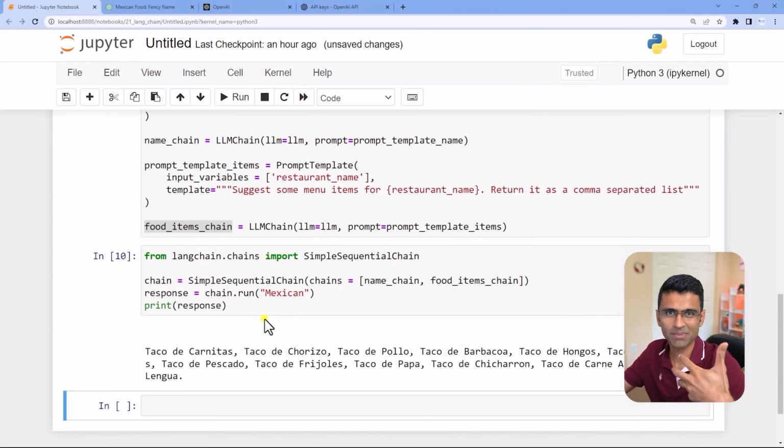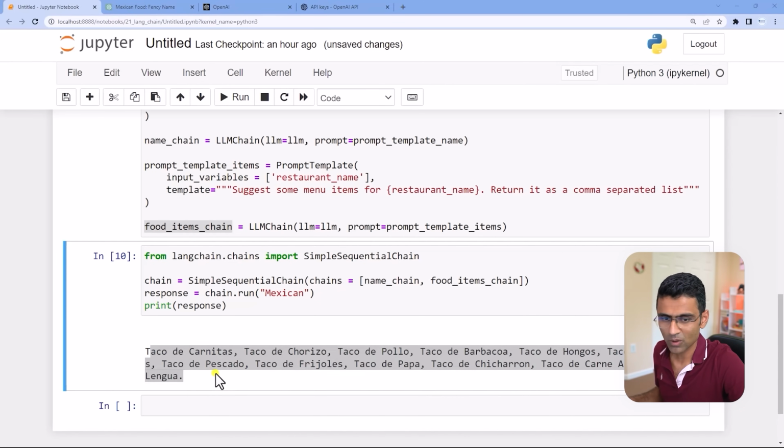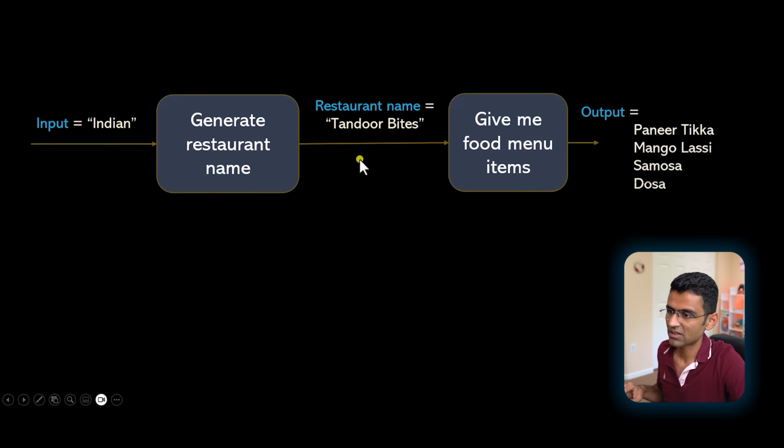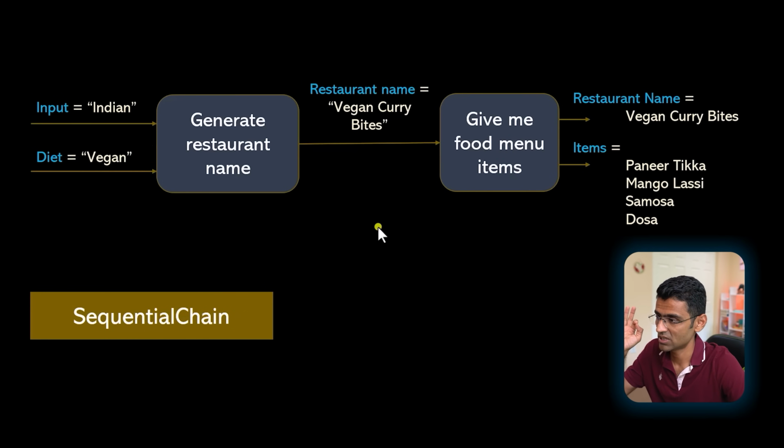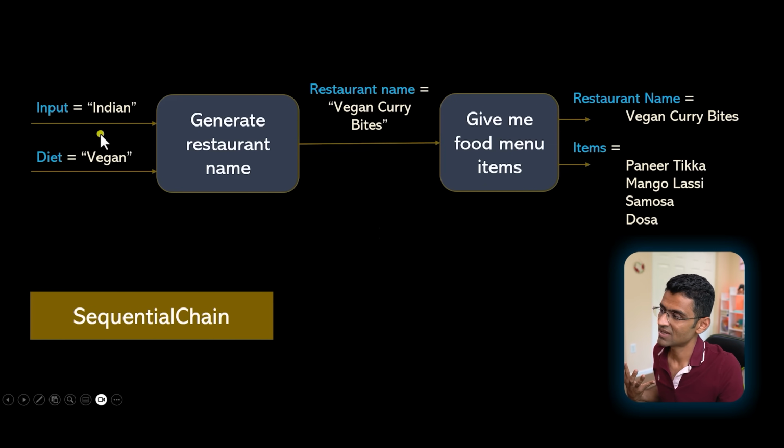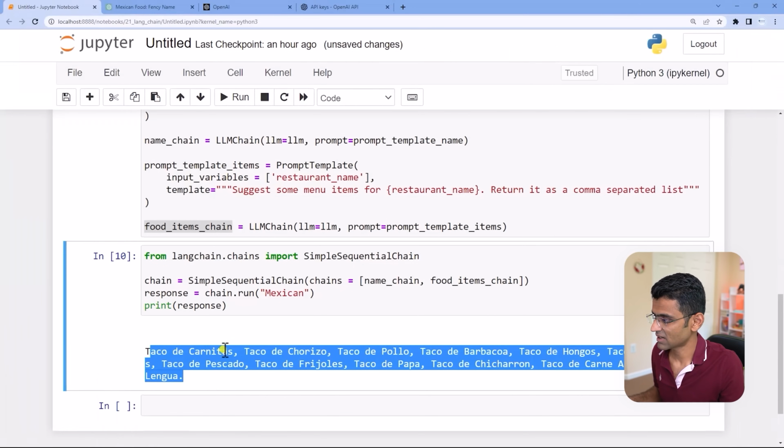I'm not getting the restaurant name as such, because say for Mexican food it is saying all these items, but what is the restaurant name? That was that intermediate step here. That was the intermediate step, but in the output, in the simple sequential chain, it gives you just one output. But I want the restaurant name and the menu items both. For that, we have to use a different chain called sequential chain. And this sequential chain can have multiple inputs, multiple outputs. So I can just say, okay, give me a name for Indian restaurant, which is vegan. And then in the output, I can say, give me a restaurant name and items both as an output. All right.